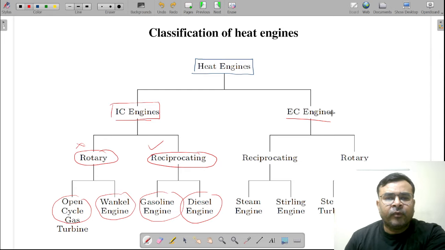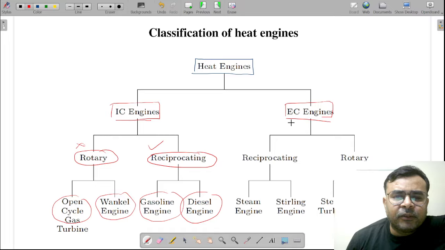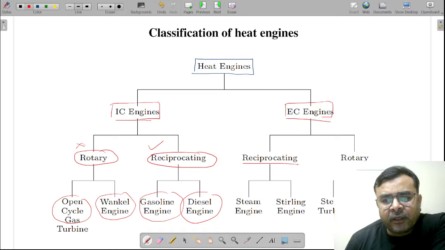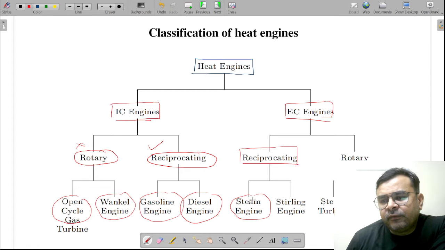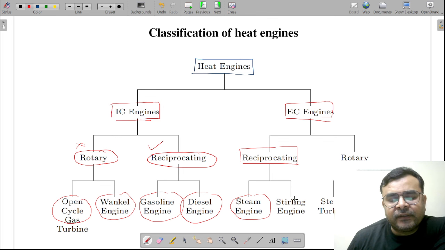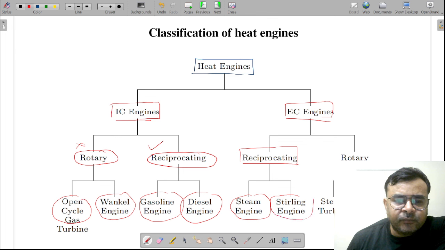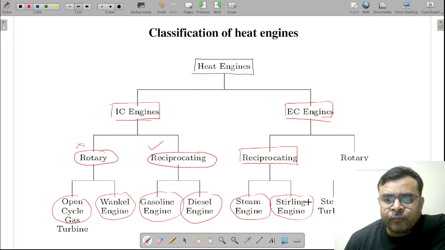Is that right? Next, if I talk about external combustion engine, then again here we have either reciprocating engine or rotary engine. Reciprocating engine was used for running the steam engine. Okay, steam engine, which was used in the train. Obviously you have seen it in the Gadar movie. Okay, old trains. And Stirling engine, this is another reciprocating engine, and it was used for mechanical work only. Is it right?